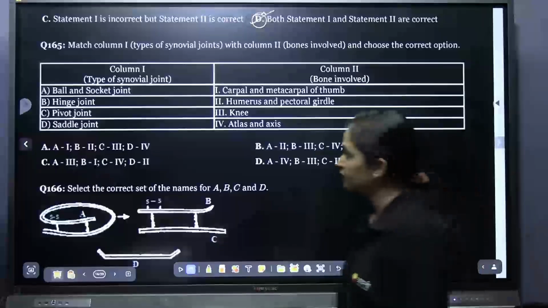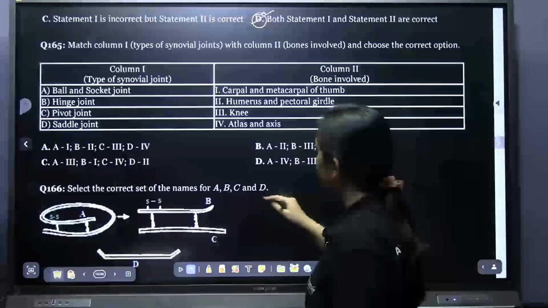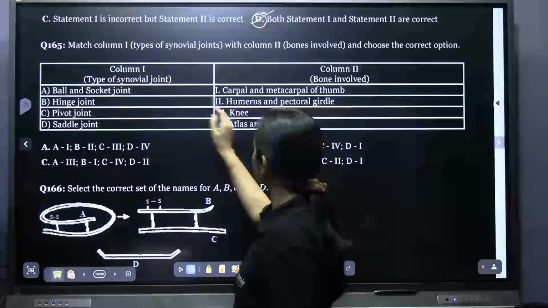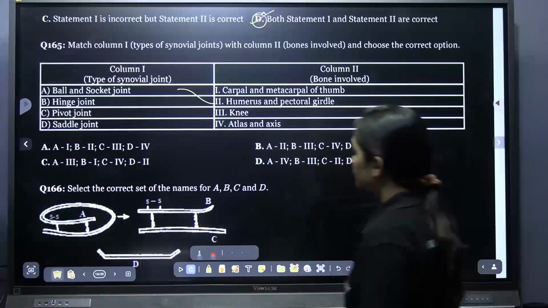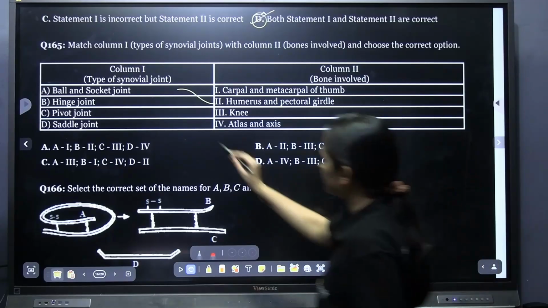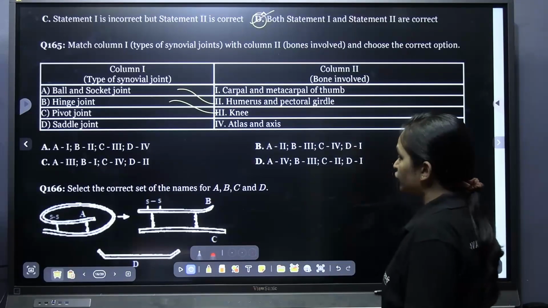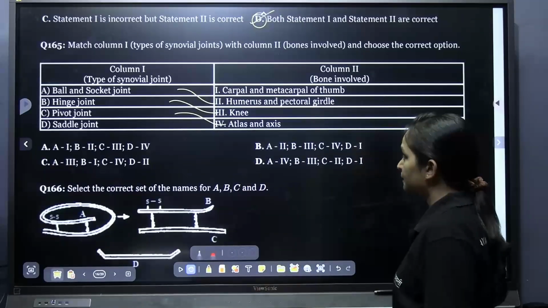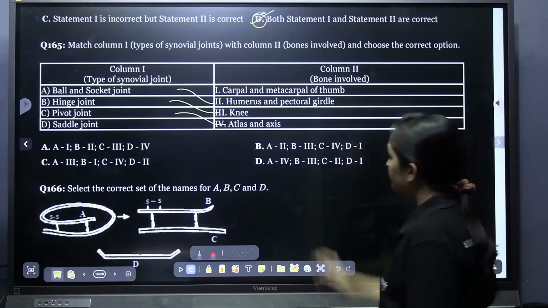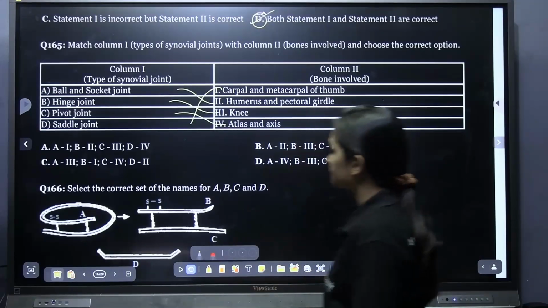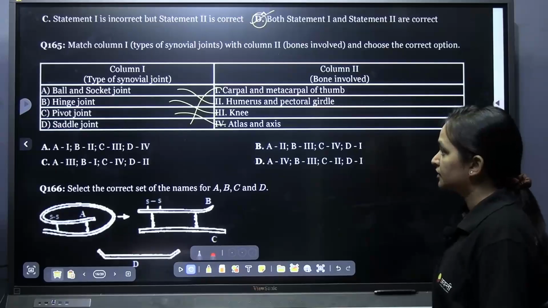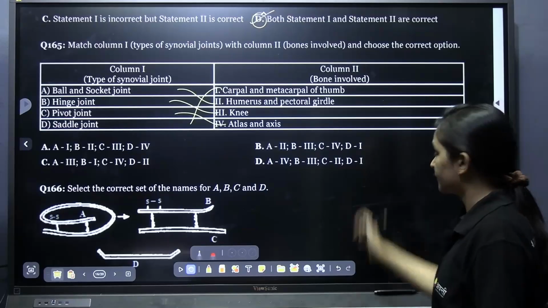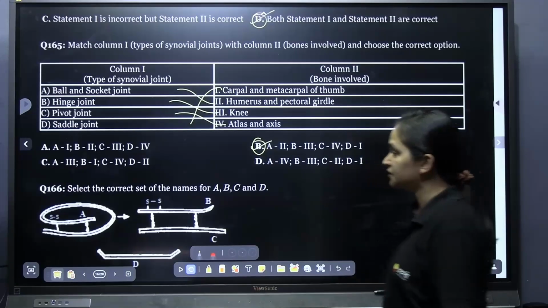Ball and socket joint is at the humerus and pectoral girdle. Hinge joint is the knee. Pivot joint here is atlas and axis. Saddle joint is carpal and metacarpal of the thumb. A2, B3. Okay, B for Bombay is the correct answer.